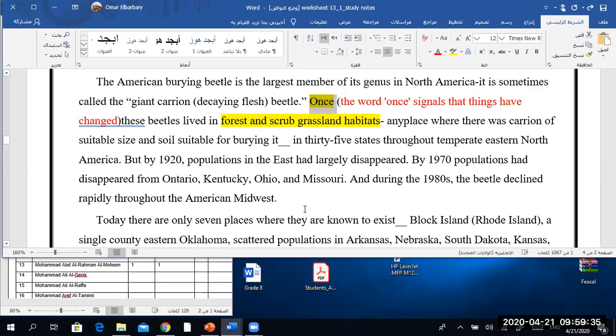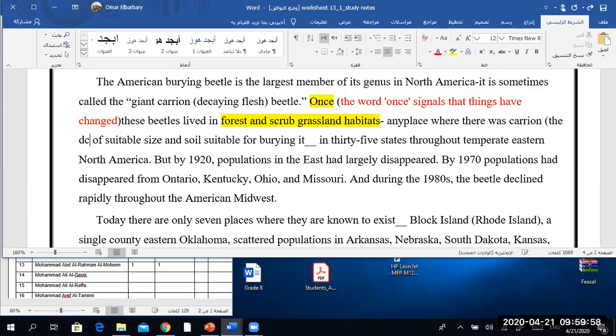Okay, gentlemen? So these insects used to, do you remember used to? Used to means it was like that in the past but has changed. They used to live in forest and scrub grassland, or any place where there was carrion. Do you remember the word carrion?